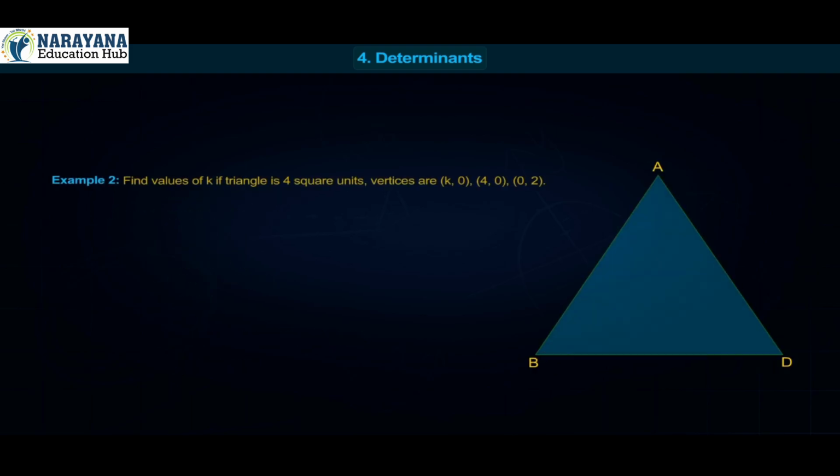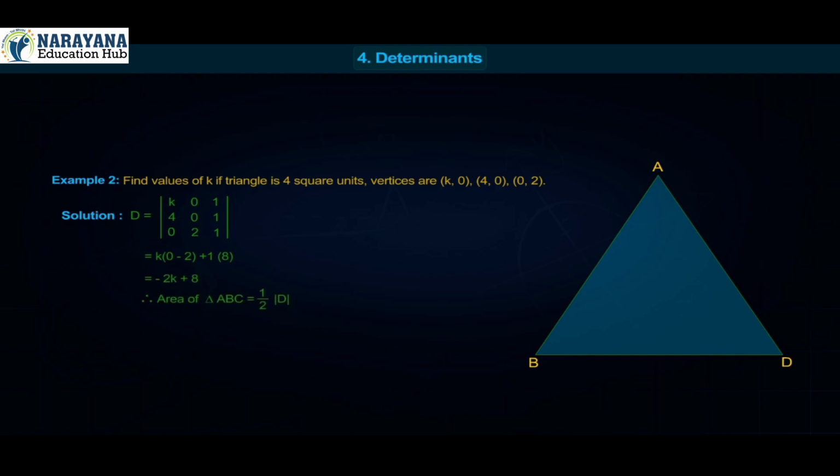Example 2. Find values of K if the area of the triangle is 4 square units. Vertices are (K, 0), (4, 0), (0, 2). Solution. D is equal to determinant |K, 0, 1; 4, 0, 1; 0, 2, 1|, which is equal to K into (0 minus 2) plus 1 into 8, which is equal to minus 2K plus 8.